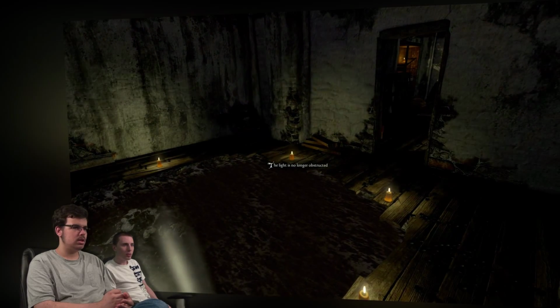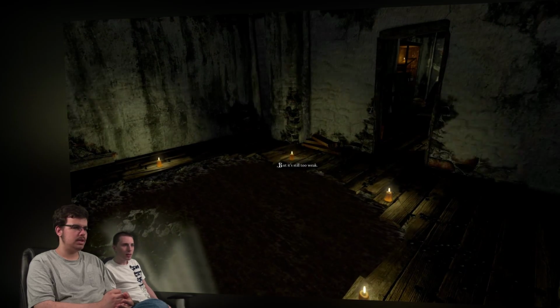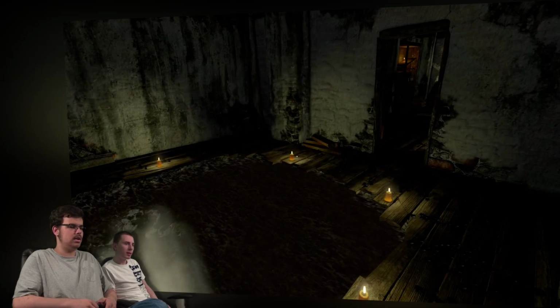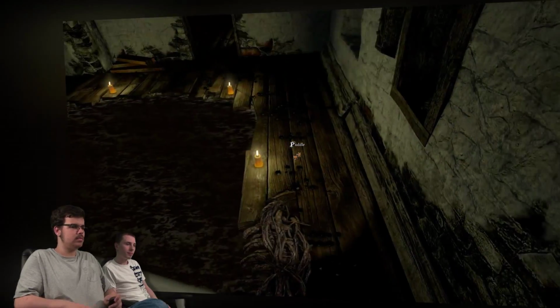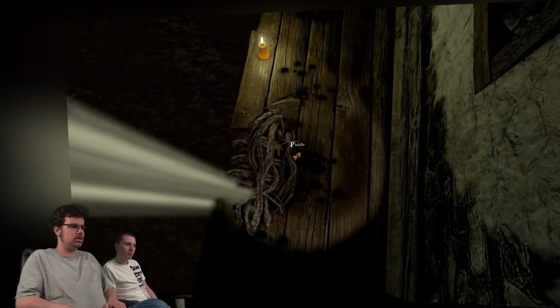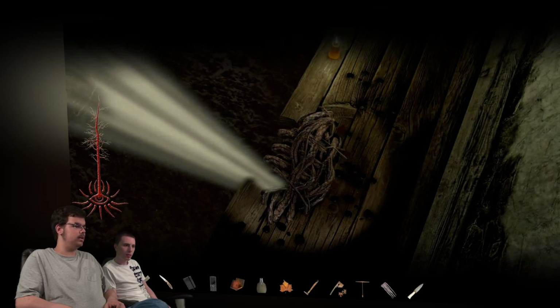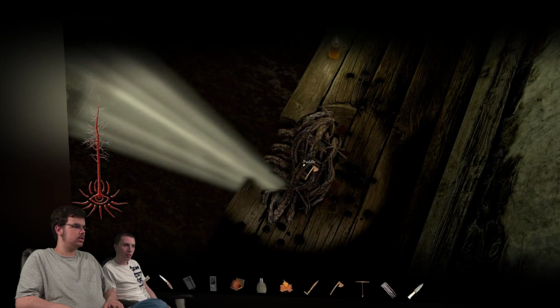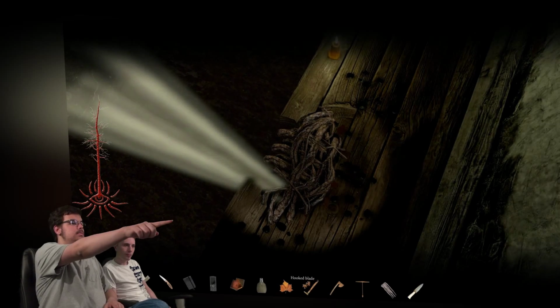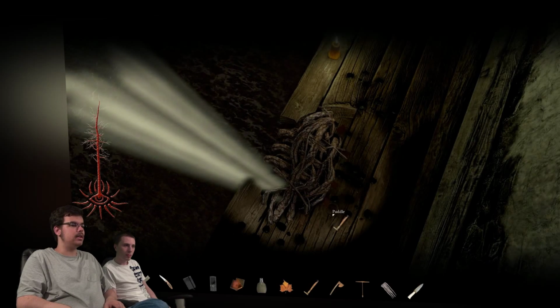The light is no longer obstructed. But it's still too weak. Gotta power it up. Maybe. Oh! There was already oil in it. Yeah, there's a bit of oil. We need to put more oil in it, maybe. Or. Oh! It's obstructed because that's in the way. Try burning it. Burning the roots.